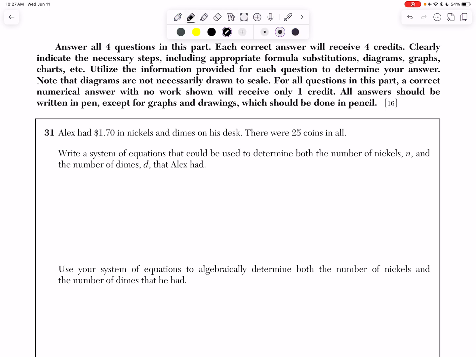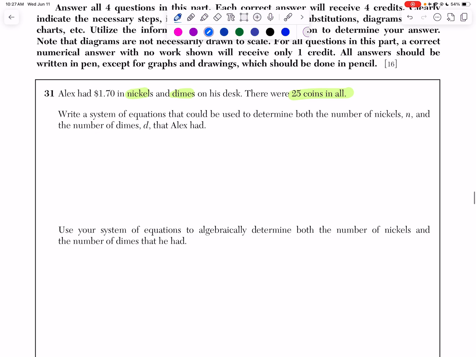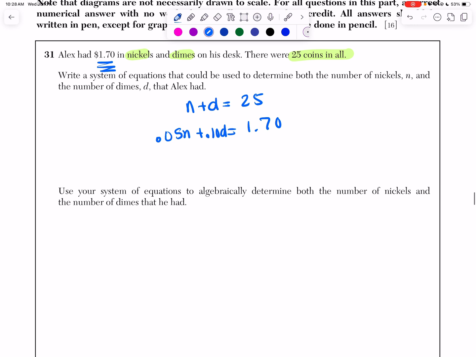Well, the first thing we know is that we have nickels and dimes, and there's 25 coins in total. So I could write my first equation as N plus D equals 25. Now, we know how much we have in terms of money. We have $1.70. So that's going to be our other equation, but now we have to associate a value with it. A nickel is 5 cents, so we're going to have 0.05 N, and then 0.10 D, because a dime is 10 cents. That's what we have to do first.